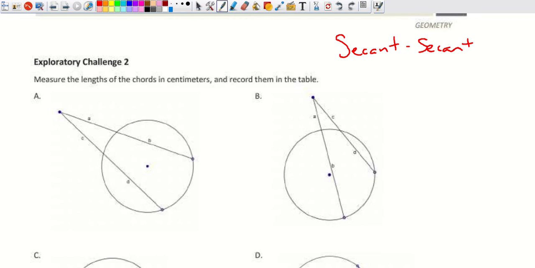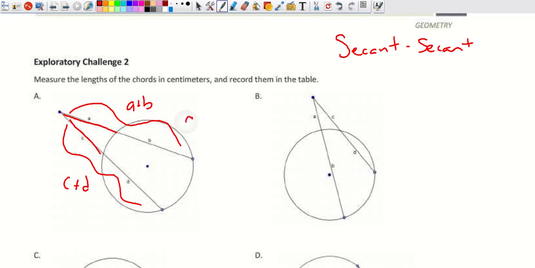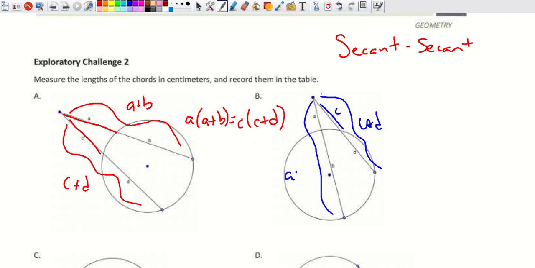All right, so let's go through that in our module book here. Once again, the whole secant is A plus B. The outside piece is just A. The whole secant here is C plus D, and the outside is just C. So in this formula, it's going to be A times (A plus B) is equal to C times (C plus D). Same situation here. The whole segment is C plus D, the outside piece is just C, and the whole segment here is A plus B, and the outside piece is just A. So C times (C plus D) is equal to A times (A plus B).